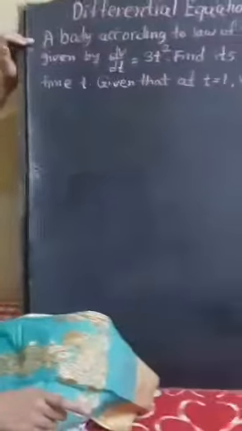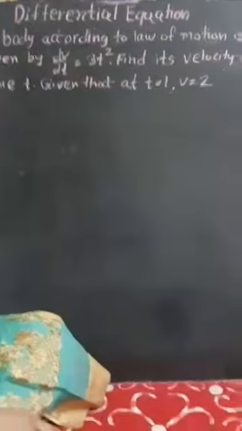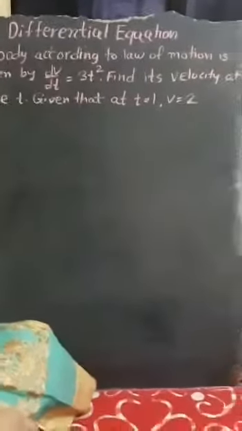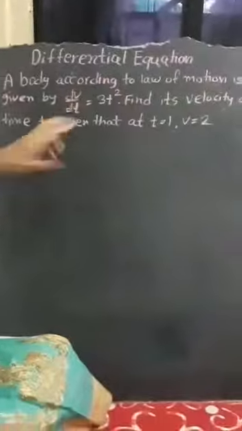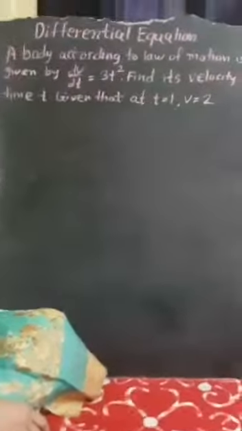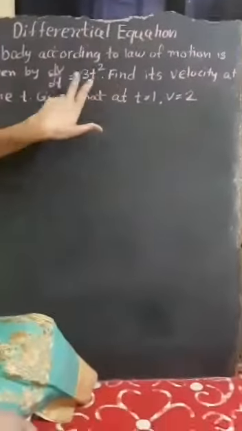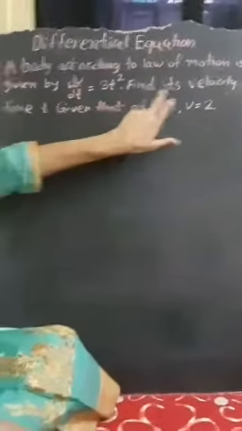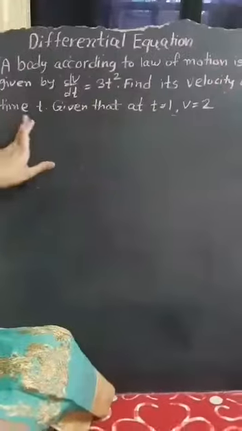Okay, so I will give one example for that. A body, according to law of motion, is given by dv by dt is equal to 3t square. So this is your differential equation, dv by dt is equal to 3t square. Find its velocity at time t. So V is what? Velocity.